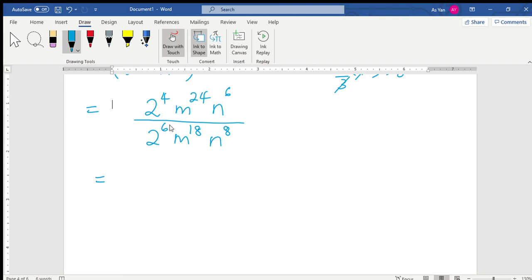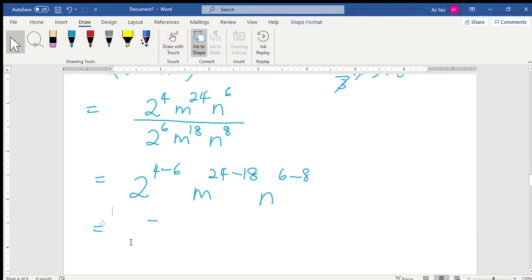So now we can simplify because we can see that we have the same base. So 2 to the power of 4 divide means minus 6. M to the power of 24 divide is minus 18. And then n 6 minus 8. So 2 to the power of negative 2 again. 2 to the power of negative 2, m to the power of 6, and then n to the power of negative 2.